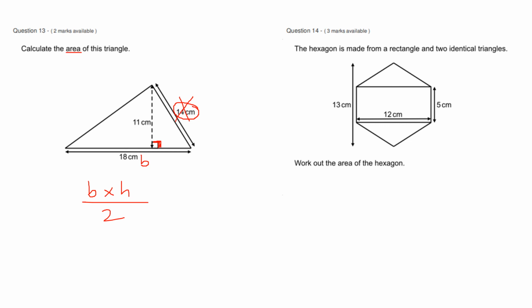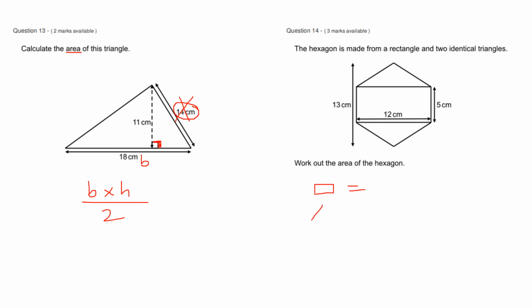Question 14, we've got a hexagon made up from a rectangle and two identical triangles. The area of the hexagon. So you're going to split this down and you're going to start off by working out the rectangle area. Okay, so the rectangle area goes across by 12 and up by 5. And then we're going to work out our triangle area.